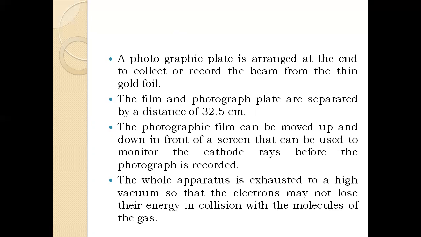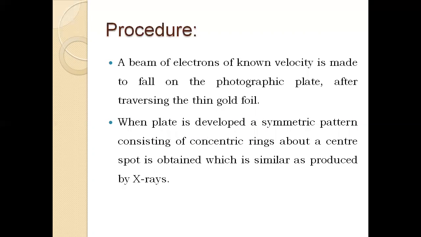The photographic plate, which is placed at the end of the arrangement, can be moved up and down in front of the screen so that we can monitor the cathode rays before the photograph is recorded. The whole apparatus is exhausted to a high vacuum so that the electrons may not lose their energy in collision with the molecules of the gas. This is all regarding the experimental arrangement for the GP Thomson experiment.